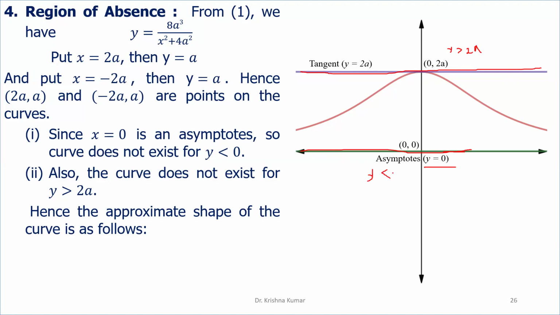So the curve will not intersect it, or the value of y should not be less than 0. And again, the curve is symmetric about which axis? It is symmetric about the y-axis. So whatever shape we get in the right hand side, we are getting the same type of curve in the left hand side of the y-axis. So this is the approximate shape of the given curve. Thank you.